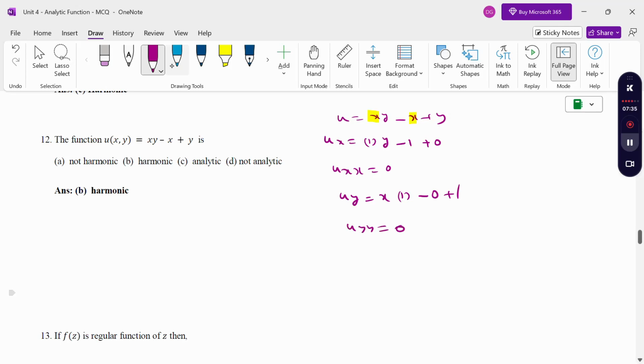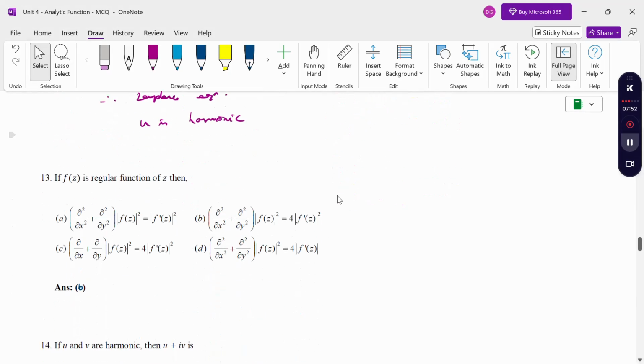uyy is 0. Therefore uxx plus uyy equals 0 plus 0, which is 0, satisfying the Laplace equation. So u is a harmonic function. So option B, harmonic function.